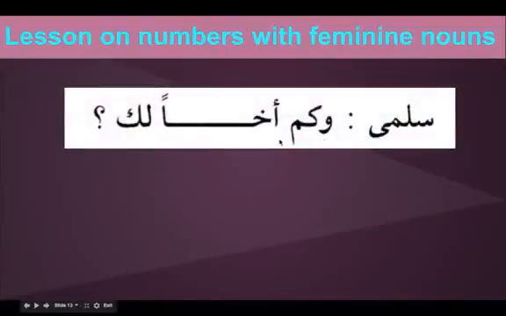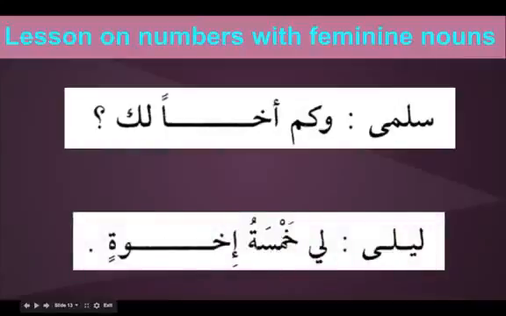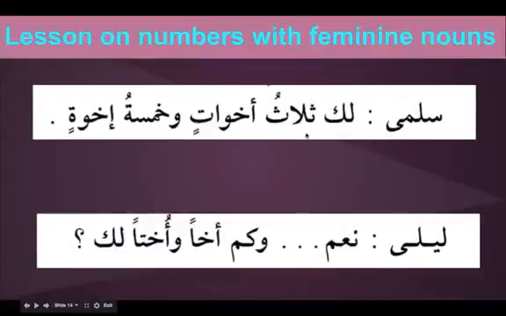So Salma again, wakam akhan laki. So how many brothers do you have? So she says li khamsatu. See, here now we got a masculine noun, mudhakkar, ikhwatin. So we said khamsatu, li khamsatu ikhwatin. So for sisters, you say li thalathu. It's not thalathatu, thalathu. So listening, laki thalathu akhwatin wa khamsatu ikhwatin. Just repeating again. Layla says naam. So I have 3 sisters and 5 brothers.